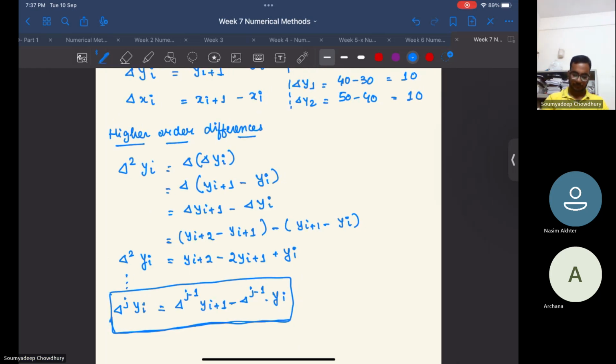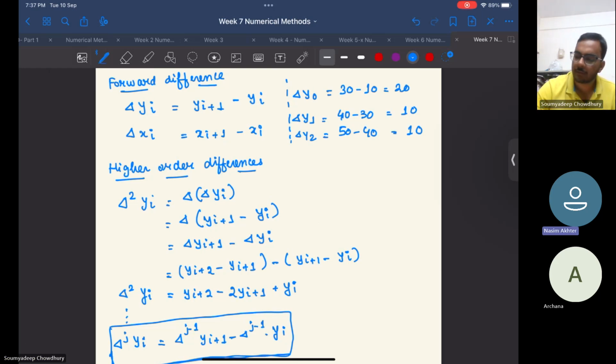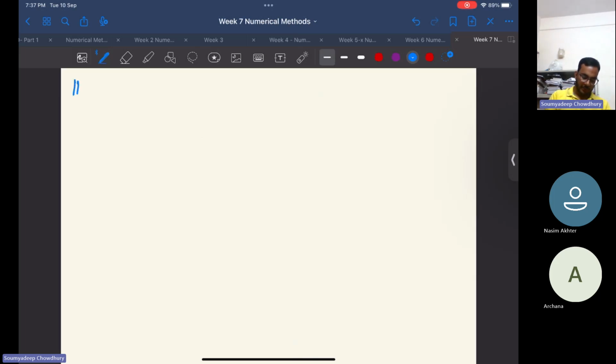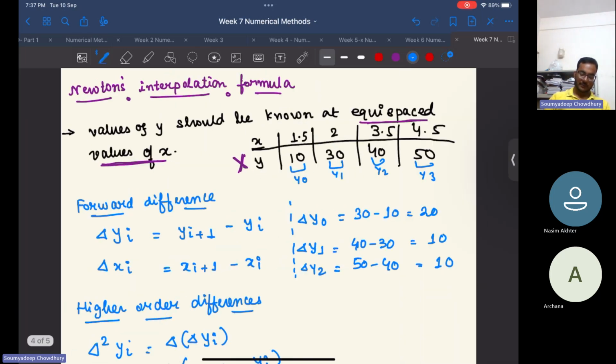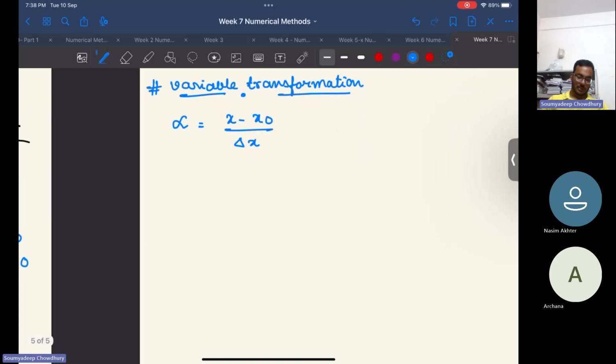All right. One thing we will do here is a variable transformation. Suppose I define a parameter known as alpha, just for ease of calculation. You will understand when I solve the problems how it helps me. Suppose I define x minus x naught by delta x as alpha. X naught is the first value of x in the given data, and x is any random value of x at which you want to find the value of y.